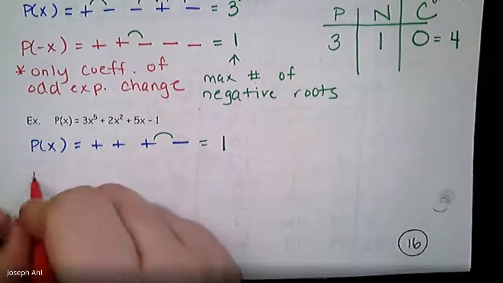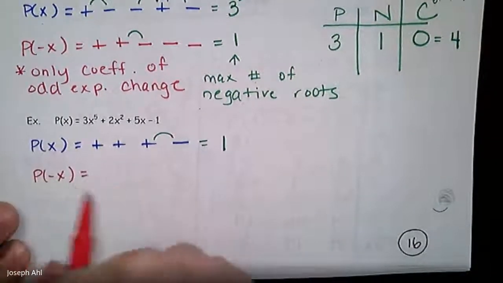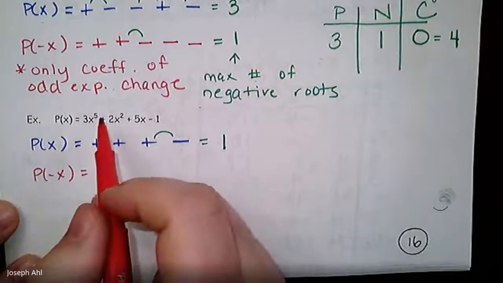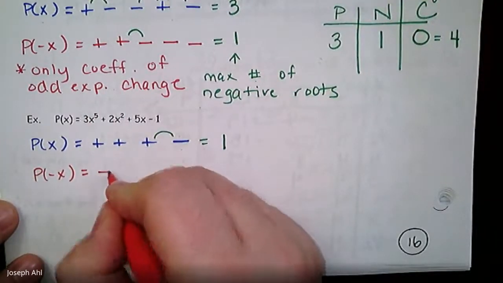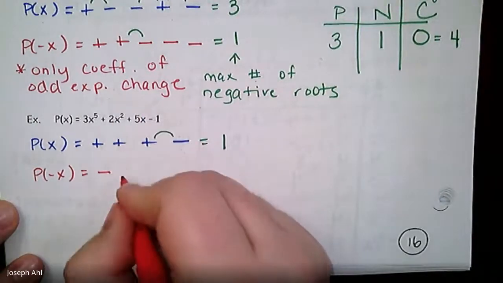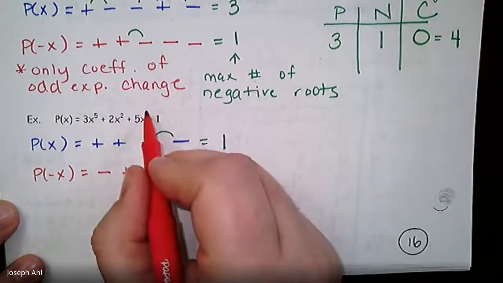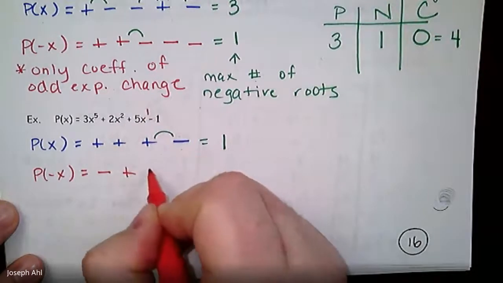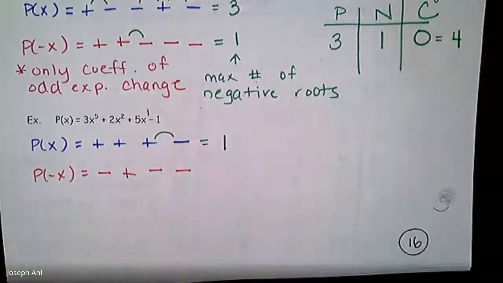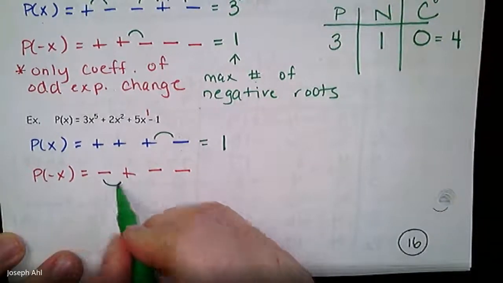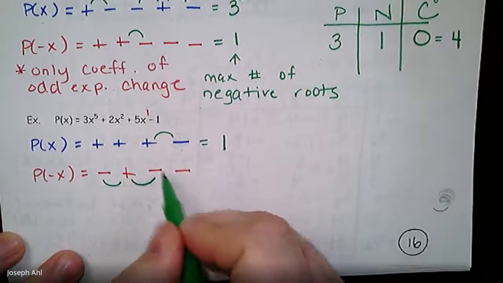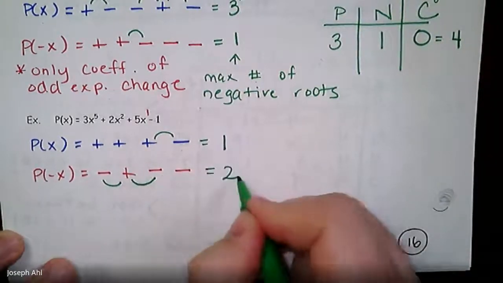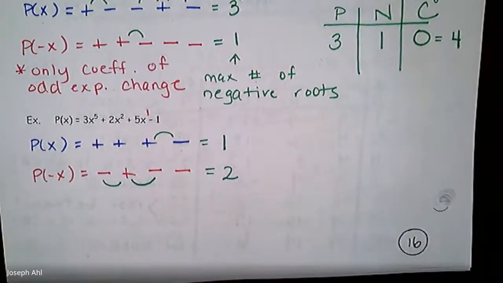Let's talk about p of negative x. For p of negative x, we're only changing signs if it has an odd exponent. X to the fifth is odd, so that's going to make this negative. X squared is even, keep it positive. X to the first is odd, so change that to a negative. The constant never changes, it stays negative there. How many sign changes? One in the beginning, negative to positive. Positive goes back to negative, but no sign change at the end. So there are two sign changes for p of negative x.